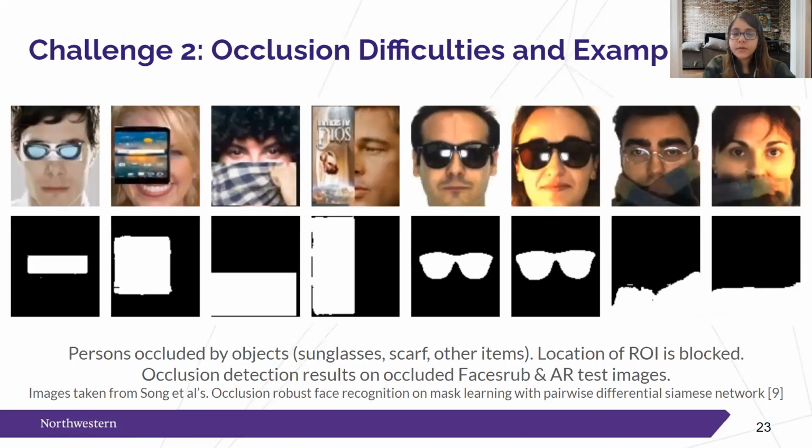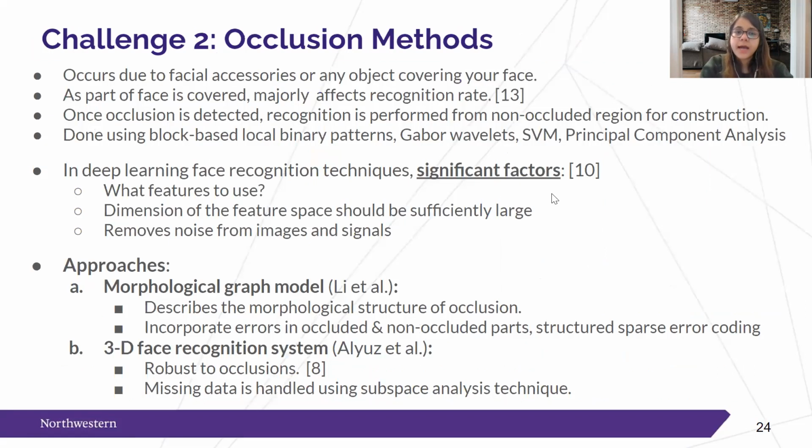Occlusion is the next challenge faced during facial detection. Occlusion occurs when your face gets blocked by things like sunglasses or scarves, and the location of the region of interest is blocked, because of which we cannot detect the face accurately. So as you can see here, the faces are occluded.